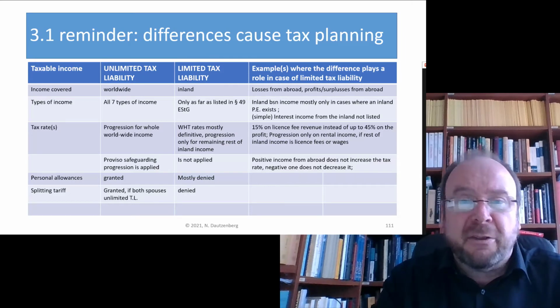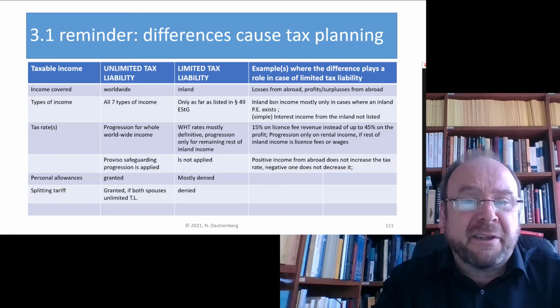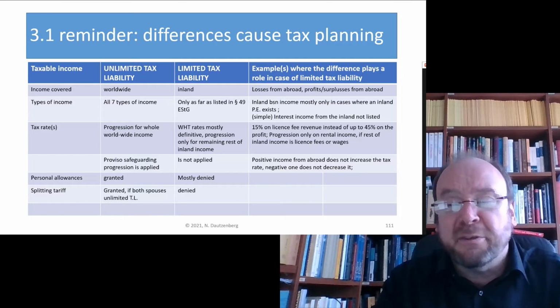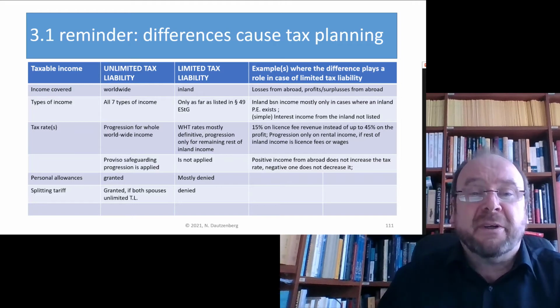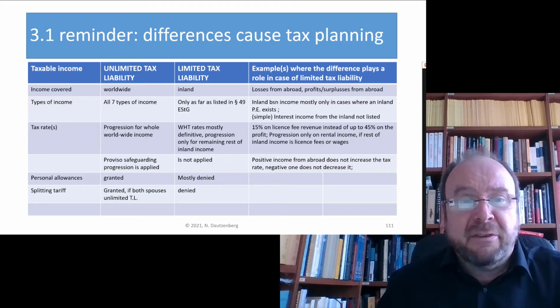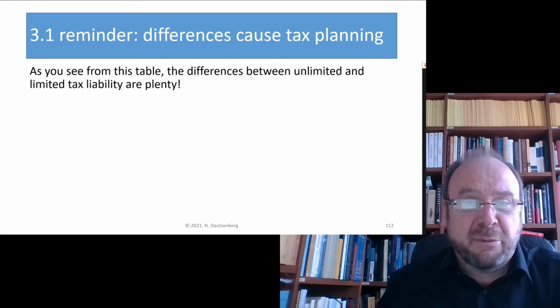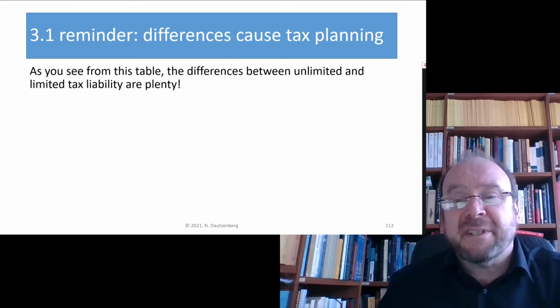So depending on your personal situation, you would consider one or the other kind of personal tax liability more attractive. And that's clear. That gives you a strong incentive to think about your personal situation and to change it in order to influence your tax burden accordingly. So to switch between the different personal tax liabilities.